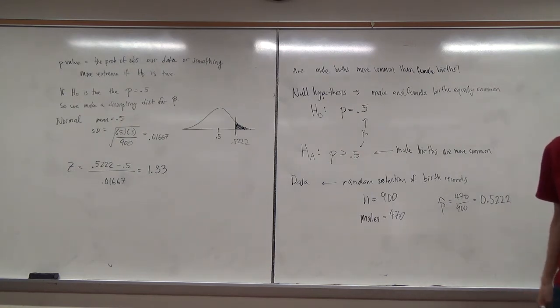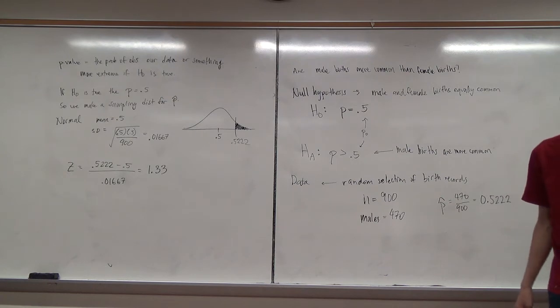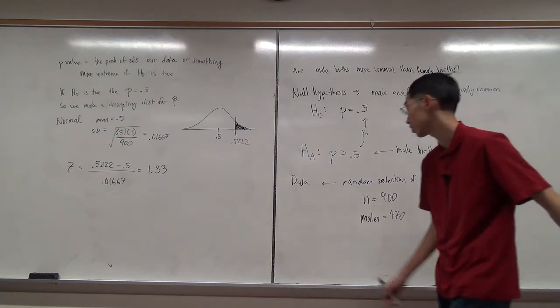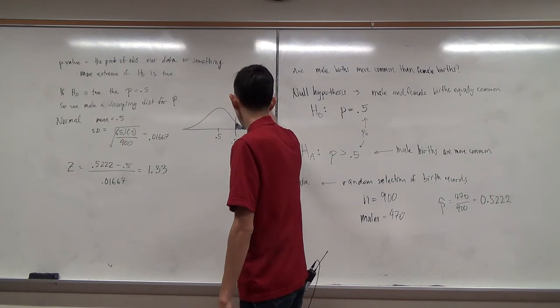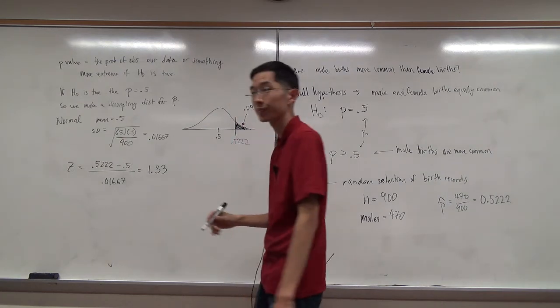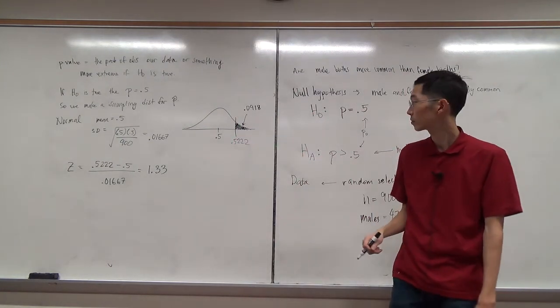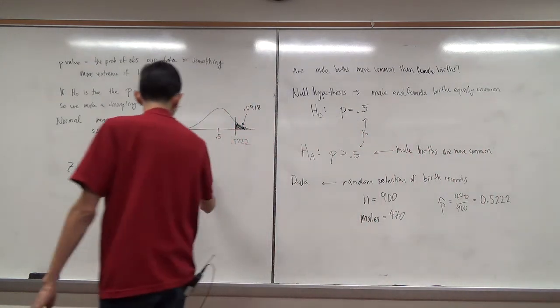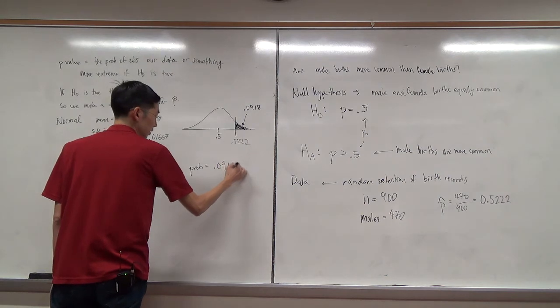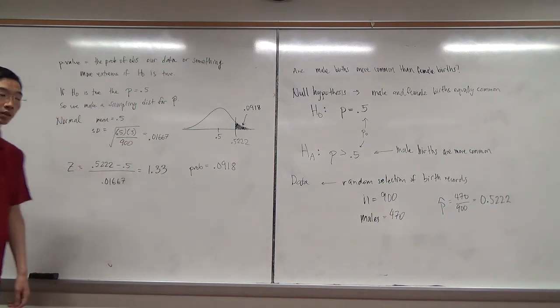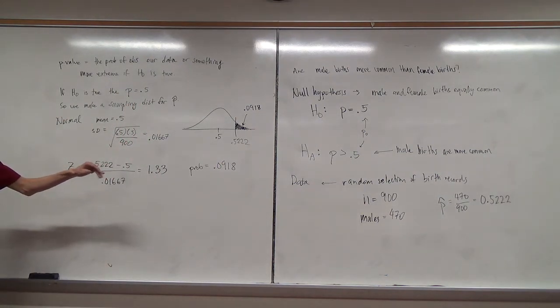Okay, so how much is in the area to the left of 1.33? 0.09, or to the right of 1.33? 0.0918. Okay. So our probability is 0.0918.